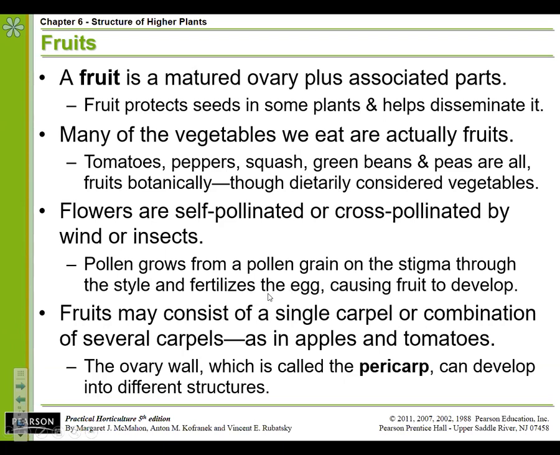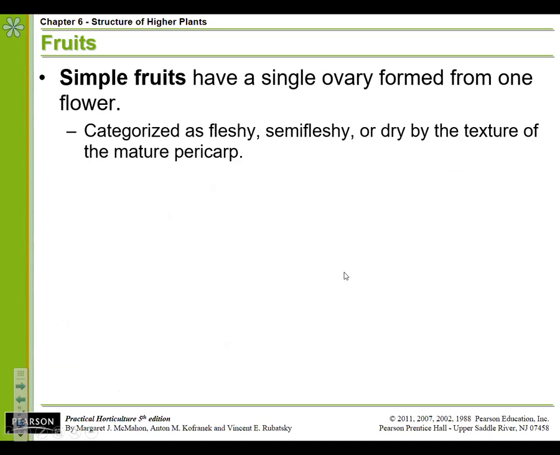And part of that is just looking at the number of carpels that it has. The ovary wall, the interior of the fruit, the exterior of the ovary, is called the pericarp, and it develops into different structures that create different types of fruits. So we have simple fruits that have one ovary formed from one flower. And we look at these simple fruits as either being fleshy, semi-fleshy, or dry, and that's just looking at the actual texture of that pericarp.